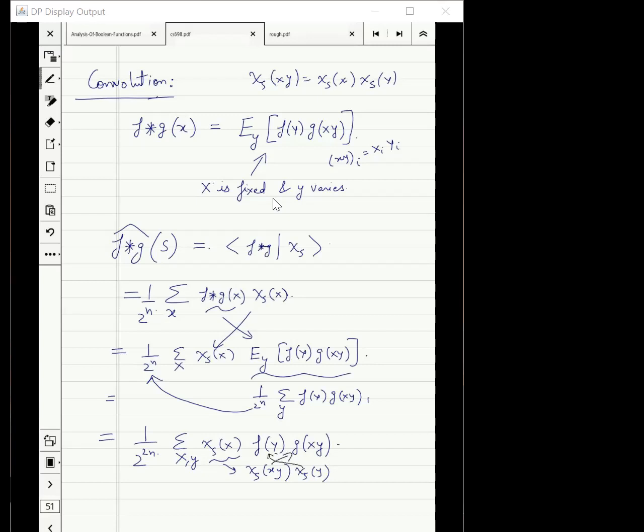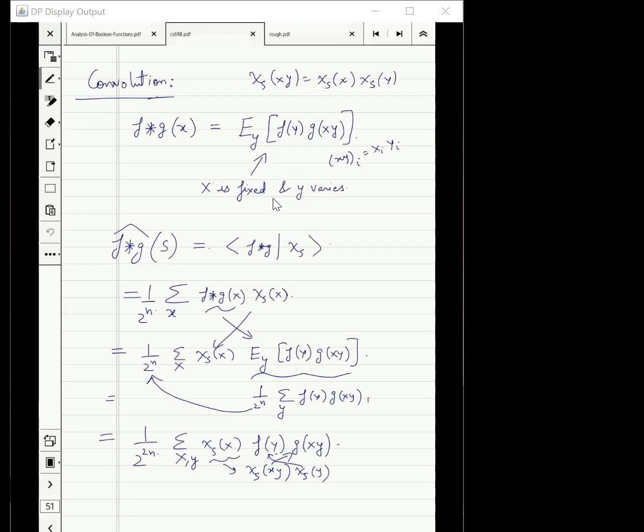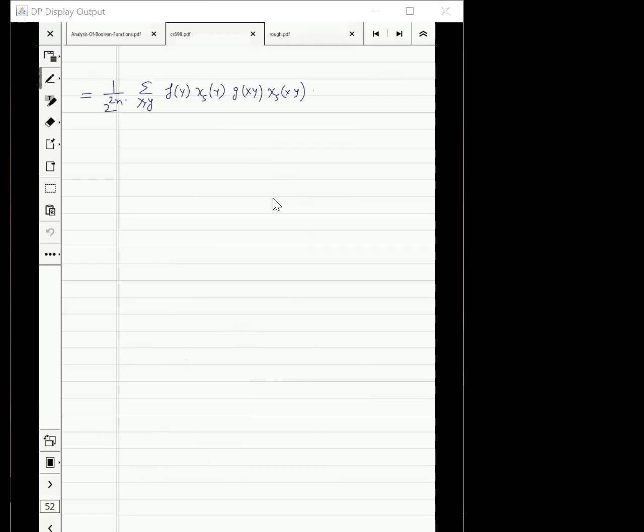Okay? So let me just write what I get. 1 by 2 to the power n, summation over x, y, f of y chi s of y, g of xy chi s of xy. Are we on the same page? You agree? I haven't cheated. Have I cheated? No. Yeah, I also thought so, but now I have not cheated, right? 1 by 2 to the power 2n.